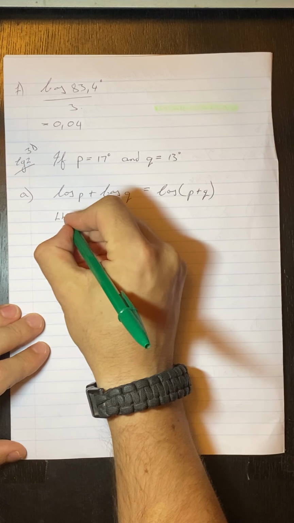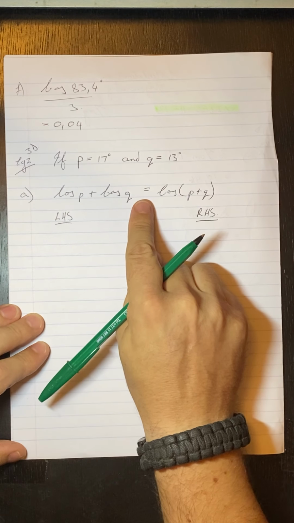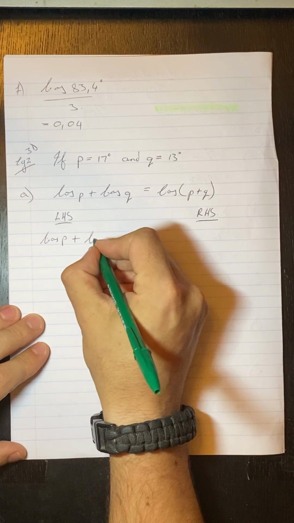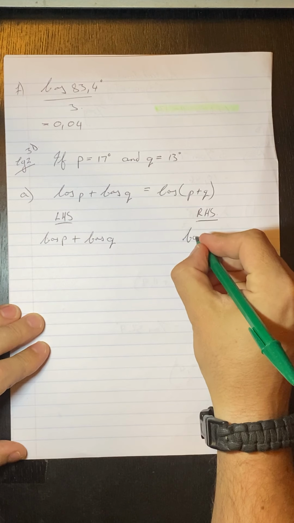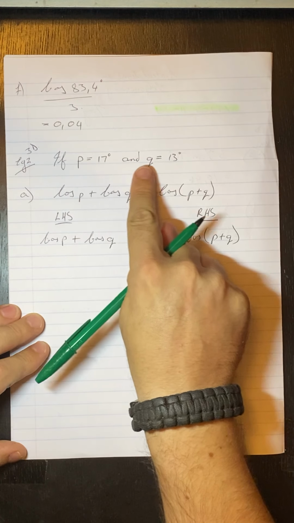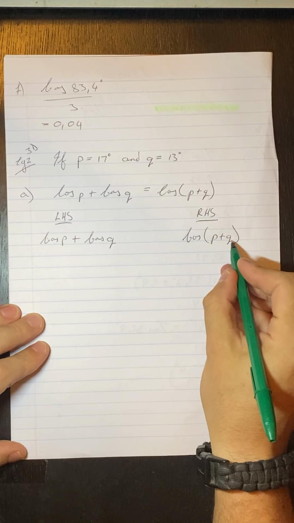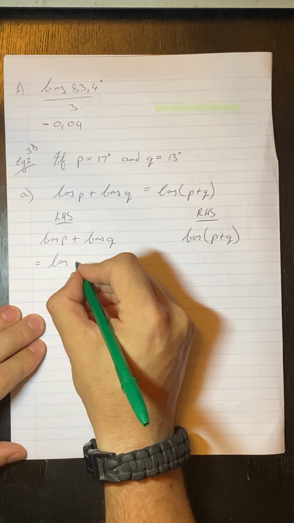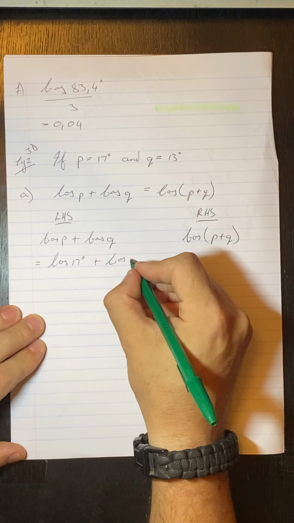Well, we break it down: left-hand side, right-hand side. So on the left-hand side of the equation, we have cos P plus cos Q. On the right-hand side of the equation, we have cos P plus Q. Okay. Now we know what the values of P and Q are. They're 17 and 13 respectively. So I'm just going to plug them in for the P and the Q's. So left-hand side, we get cos P is 17 plus cos Q is 13.